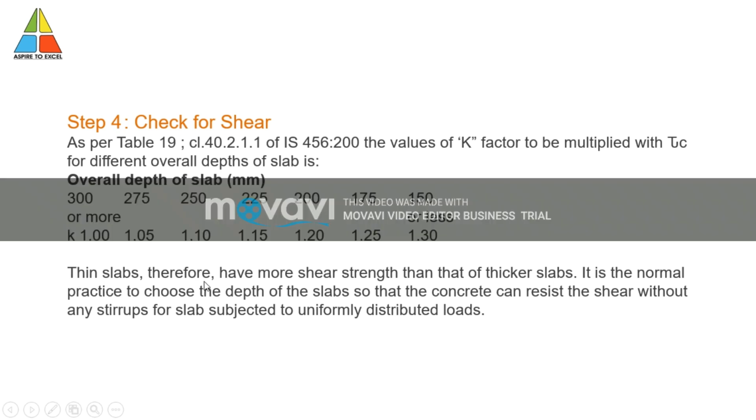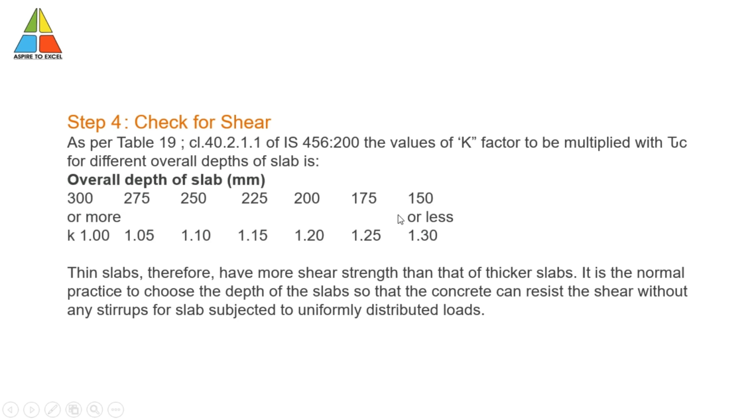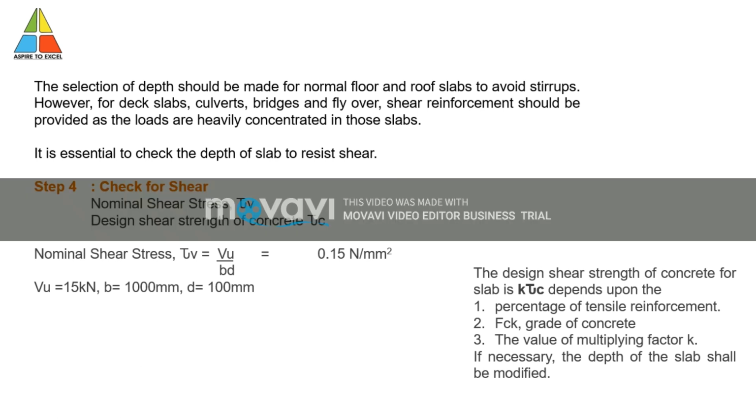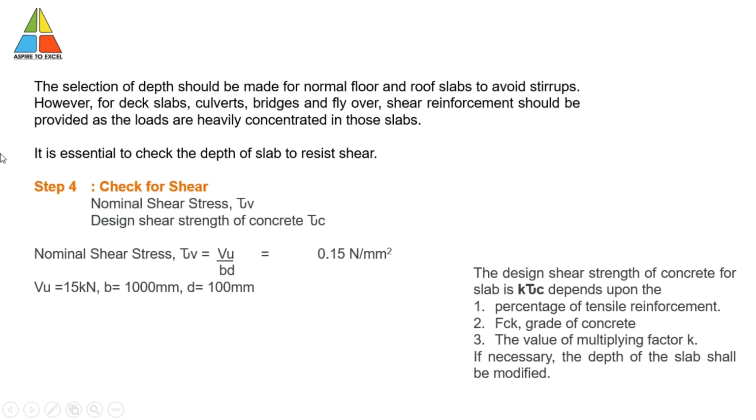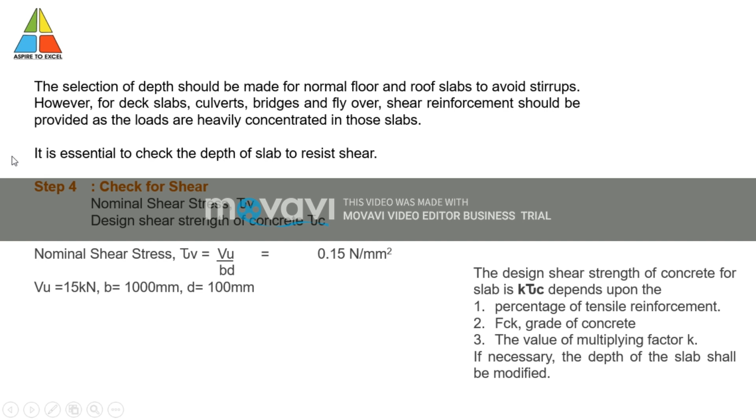As I told, thin slabs therefore have more shear strength than thicker slabs. It is normal practice to choose the depth of the slab so that the concrete can resist the shear without any stirrup. So the idea is to have the least value of thickness of slab so that stirrups need not be designed. So let us see what the check for shear is. The selection of depth should be made for normal floor and roof slabs to avoid stirrups. However, for deck slabs, culverts, bridges, flyovers, shear reinforcement should be provided. These things we will be designing in the 8th semester.